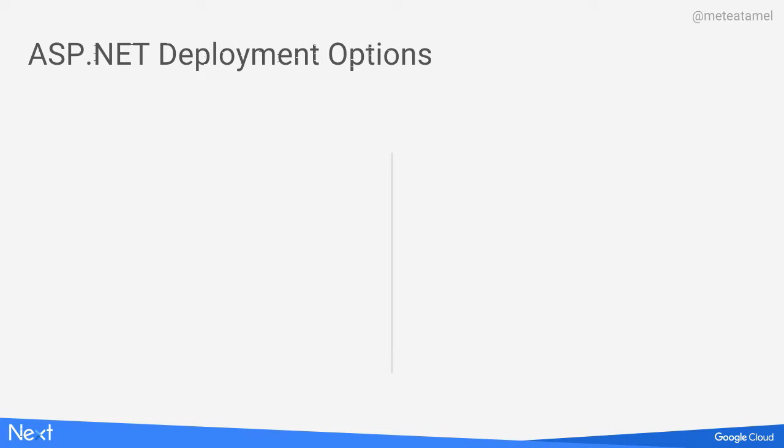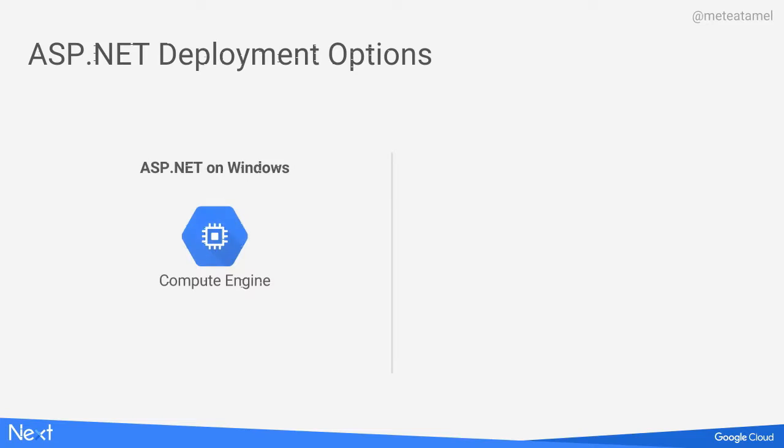The last thing that I wanted to talk about before I show you code and demos is what options you have as an ASP.NET developer when you want to deploy to Google Cloud. If you are a traditional ASP.NET person, and your app is running in ASP.NET on Windows, you can take that and host it on Compute Engine, and it's good to go. It's running in a VM in Google Cloud, and the sample that I'm going to show today shows how to do this.